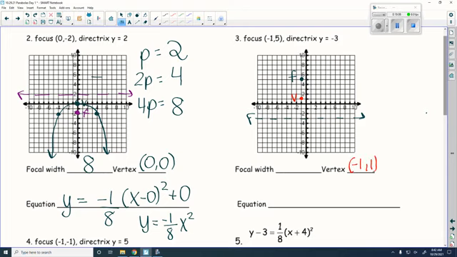Alright, what is my p value? 4. So 2p is 8, and 4p is 16. Beautiful. So 16 I know is my focal width. I'm going to go 8 on either side of the focus.